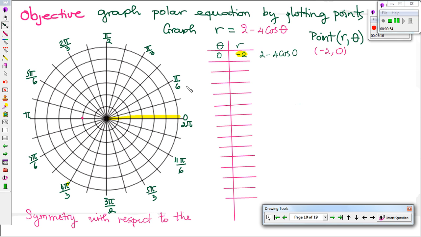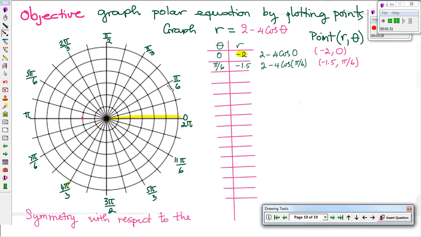Now the next one will be pi over 6. So we substitute, and we do 2 minus 4 times cosine of pi over 6, and we end up with the decimal negative 1.5. I'm going to round it to 2 decimal places. So now we plot the point negative 1.5, comma pi over 6.